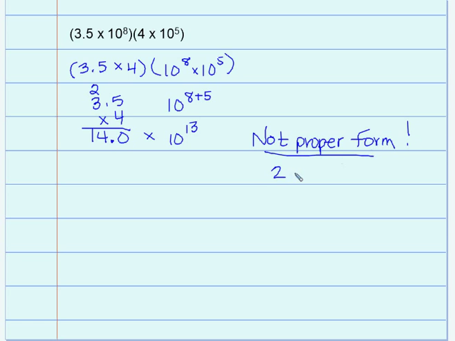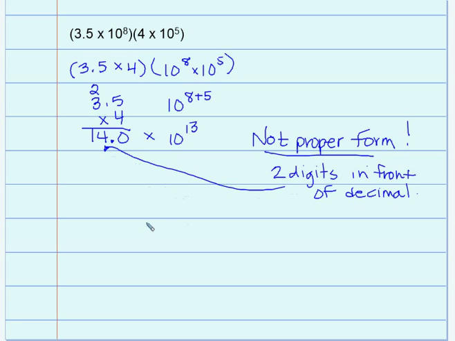There are 2 digits in front of the decimal. Now, it could also happen that there is only a 0 in front of the decimal. Okay? If you end up with a number like 0.2, that's not right. So you'd have to fix it. Okay? So now what do we do? We're going to write this so that it is in the proper form.